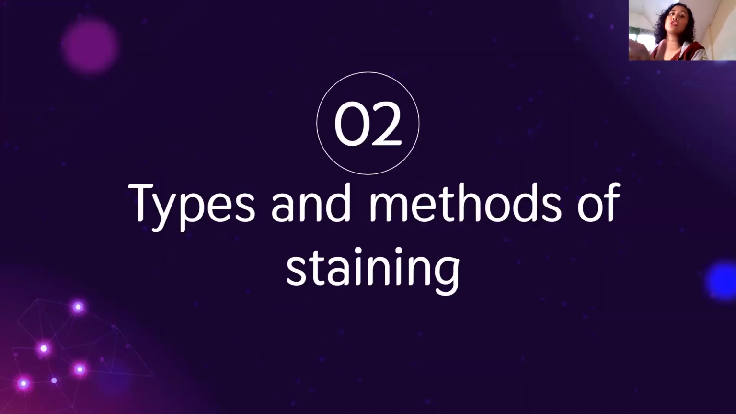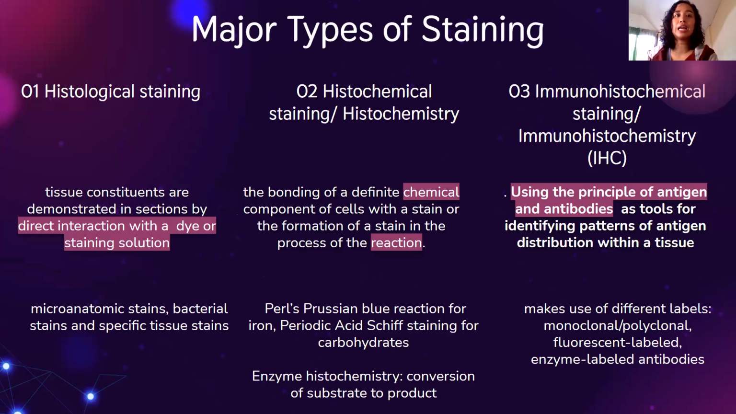So, types and methods of staining. We have three. The most common stain in the laboratory in histopath is histological staining, when there is a direct interaction between the tissue and the dye. Example, our H&E staining. Bacterial stains, your gram staining.